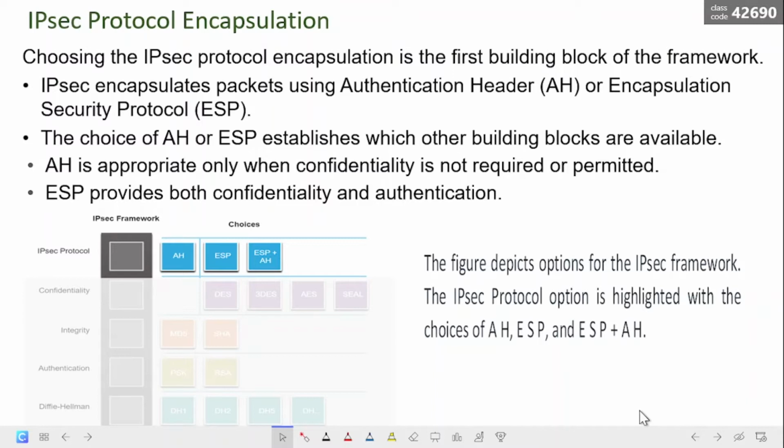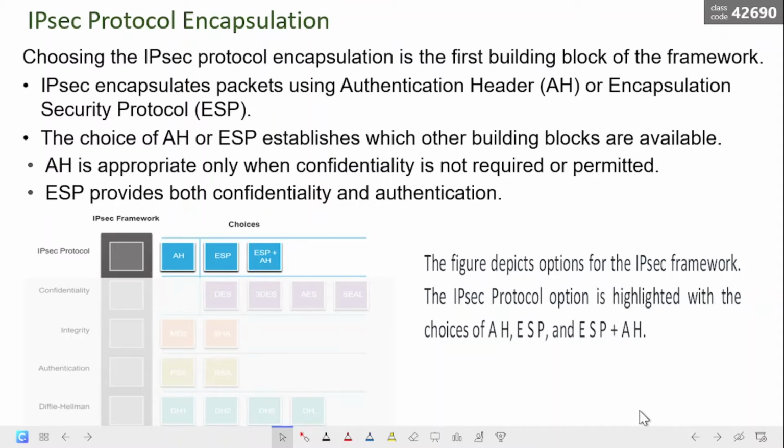The IPSec protocol encapsulation. Choosing the IPSec protocol encapsulation is the first building block of the framework. IPSec encapsulates packets using Authentication Header, or AH, or Encapsulating Security Protocol, or ESP. The choice of AH or ESP establishes which other building blocks are available. As you can see, the figure depicts the options for the IPSec framework. The IPSec protocol option is highlighted with the choices of AH, ESP, and ESP plus AH.